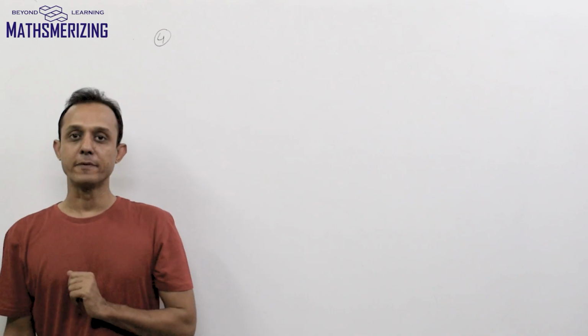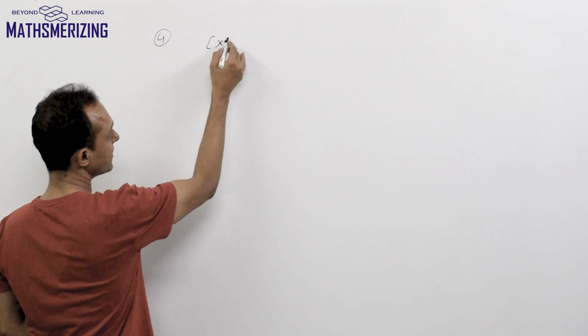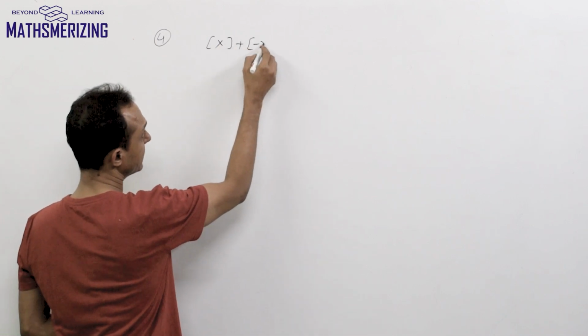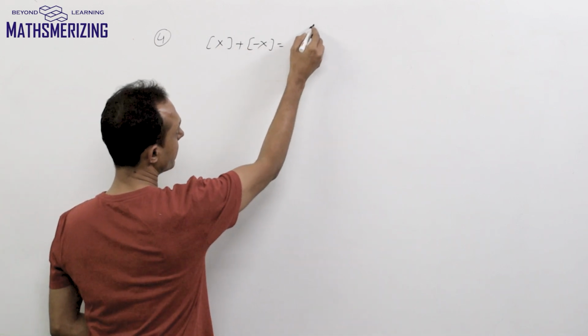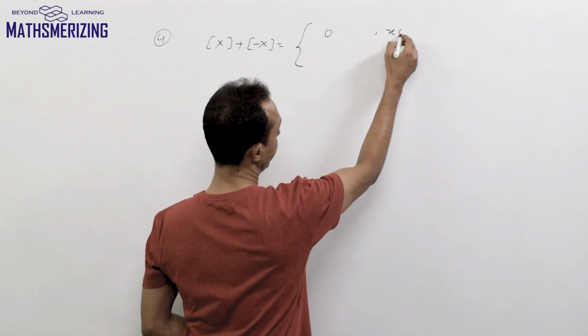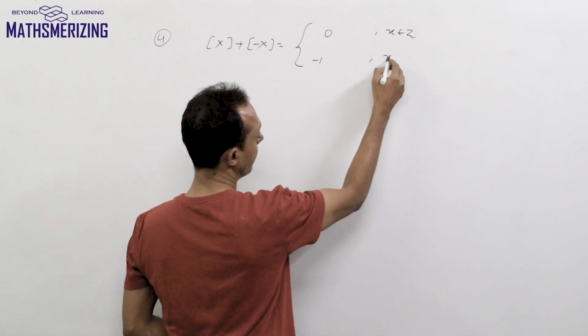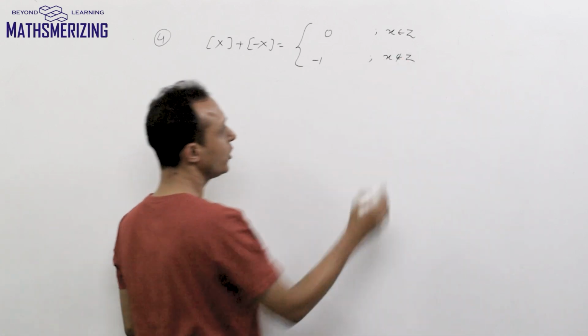Now the fourth property of the greatest integral function is: the greatest integral function of x plus the greatest integral function of minus x, and this value is 0 when x is an integer, and this value is minus 1 when x is not an integer.